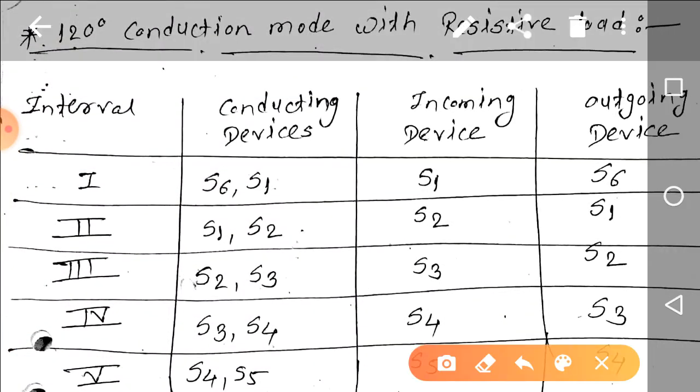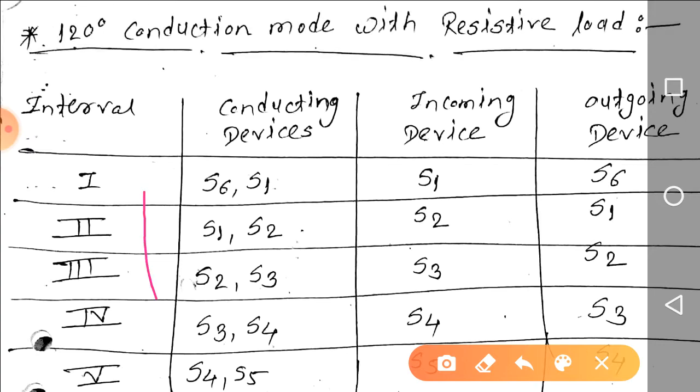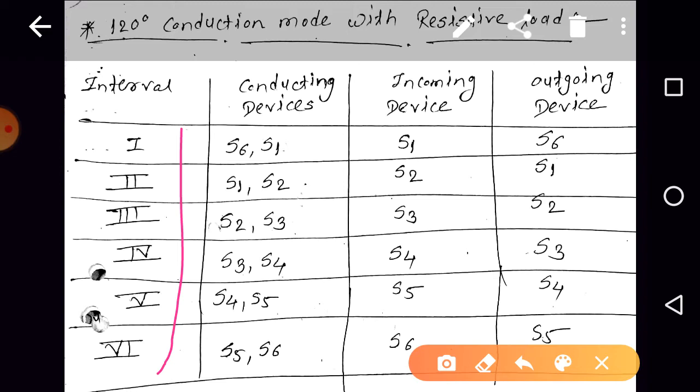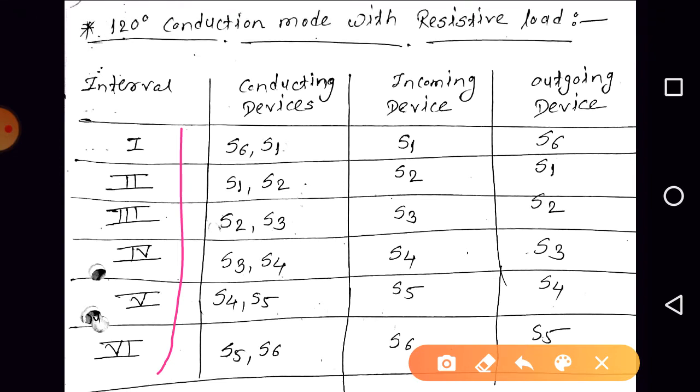Again we have 6 intervals, 1 to 6. Each interval is of 60 degree. So 60 into 6 is nothing but 360 degree, right? 360 degree means one complete cycle of the alternating waveform. At a time 2 switches will be in the on state. So the conducting devices are nothing but the on switches.